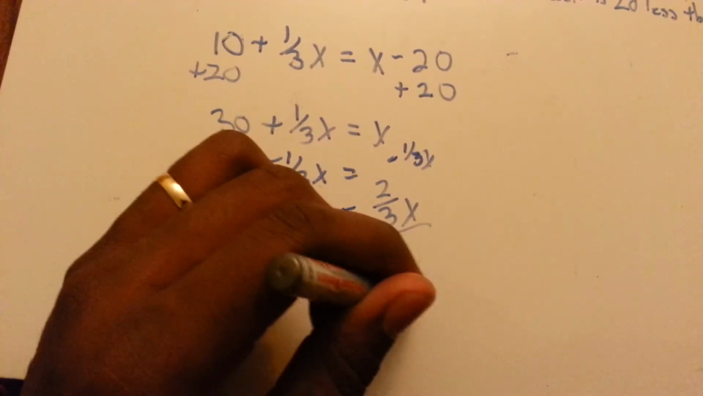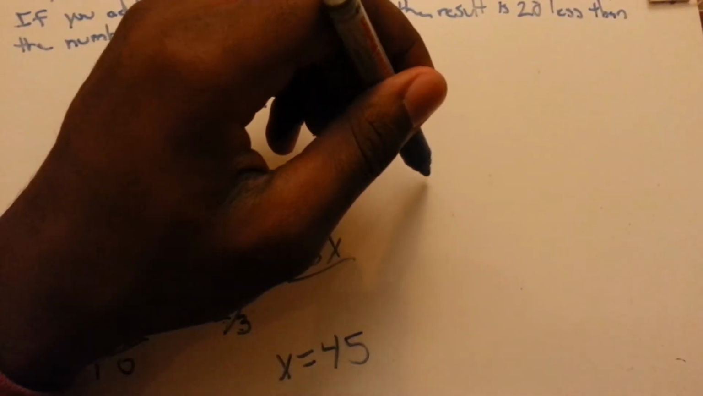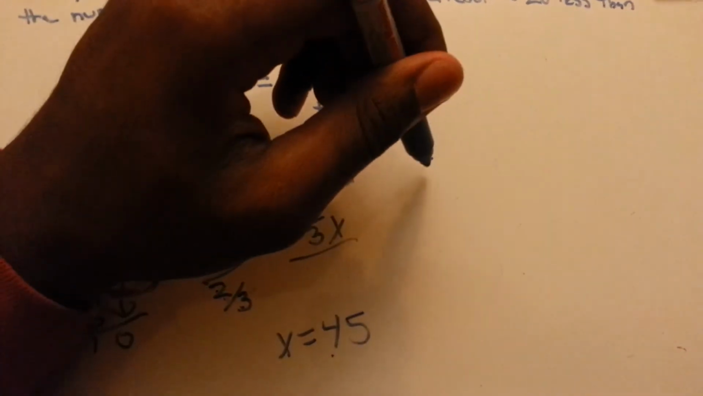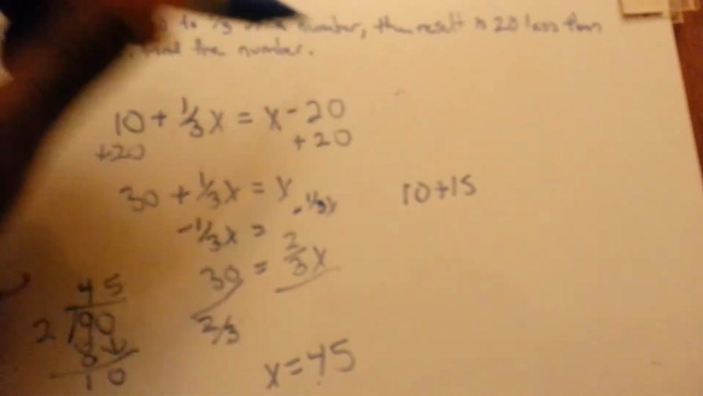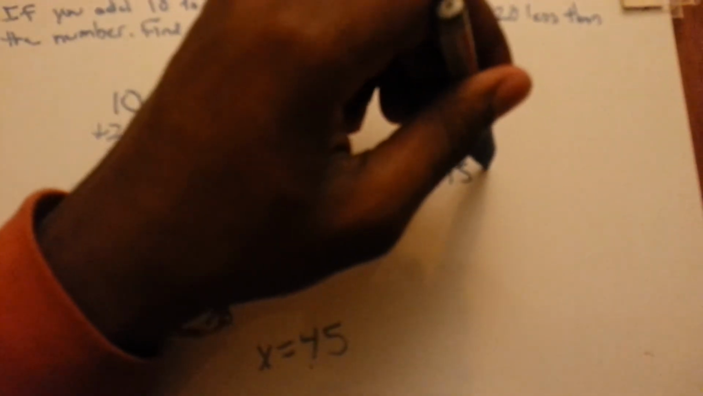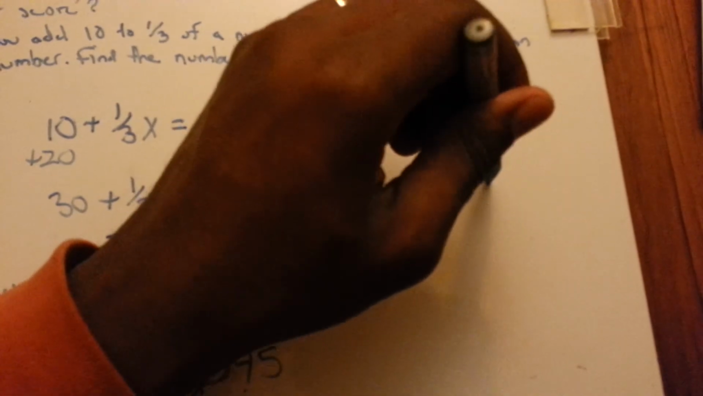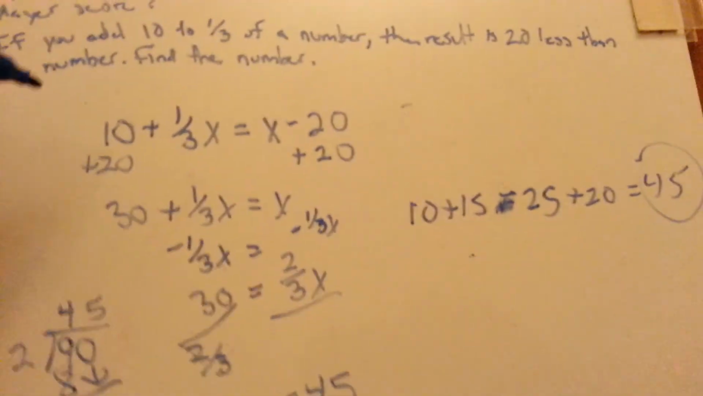x equals 45. You can check the answer. If you add 10 plus 1/3 of a number, 1/3 of 45 is 15. 10 plus 15, then that number should be 20 less than the number. So 10 plus 15 equals 25. 25 is 20 less than 45. 25 plus 20 equals 45, the number. There you go.